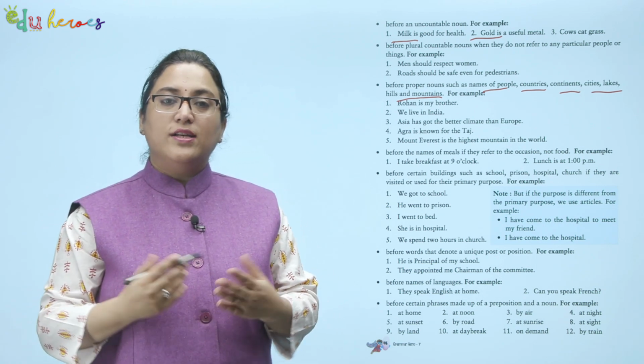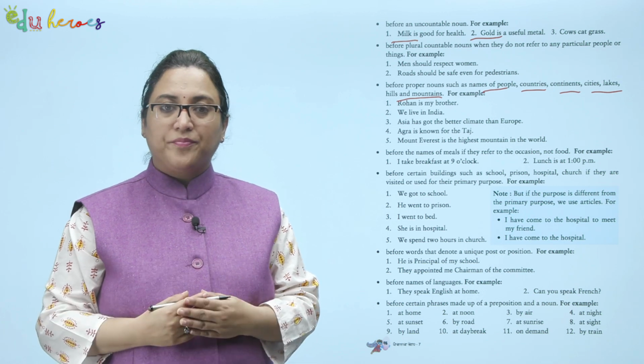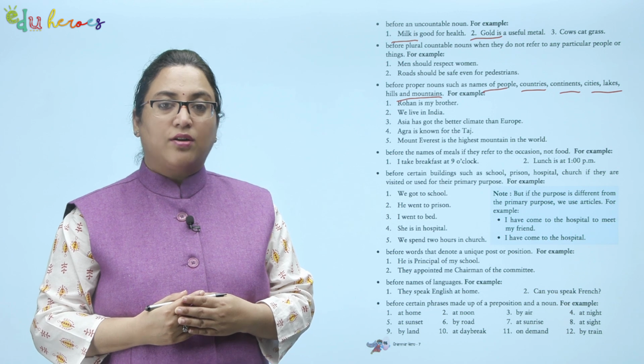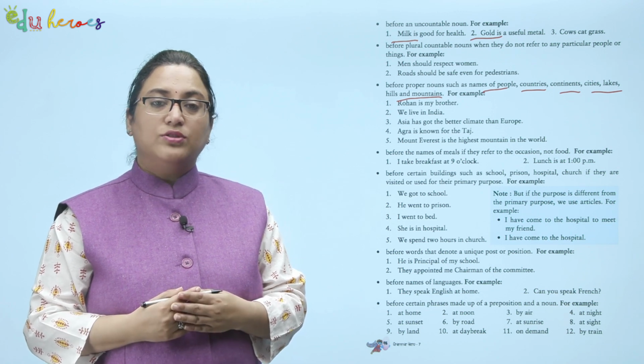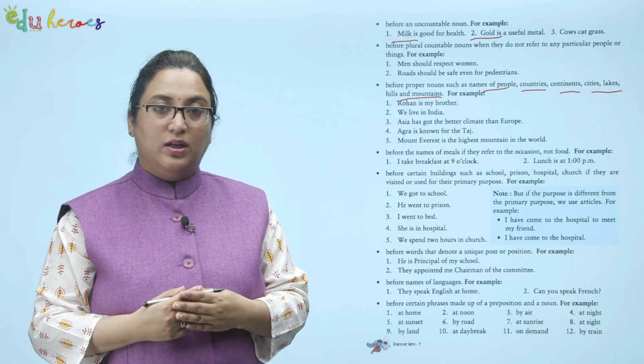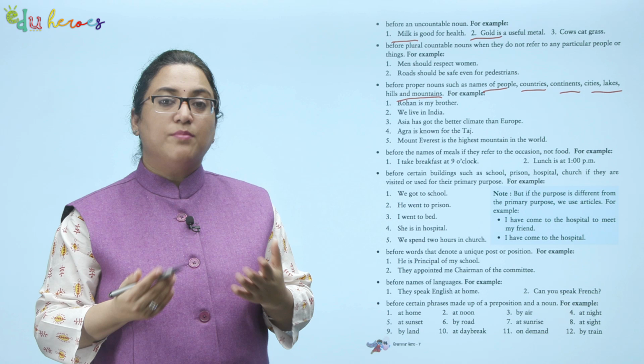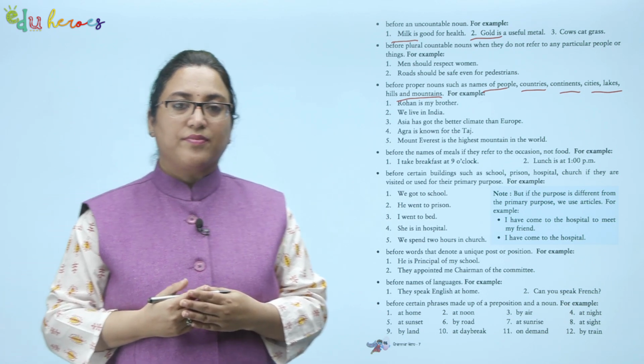Like, Rohan is my brother, we live in India. Asia has got the better climate than Europe. Agra is known for the Taj. Mount Everest is the highest mountain in the world. So, we are not using any article before the names of these things.